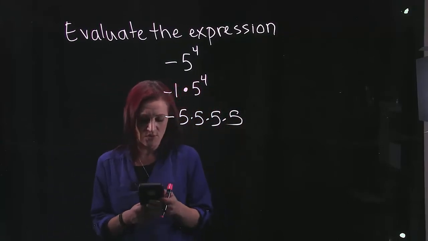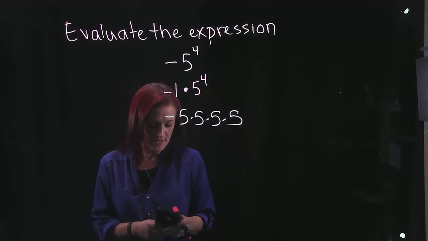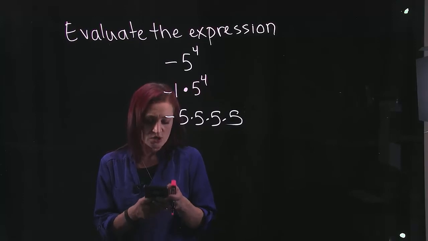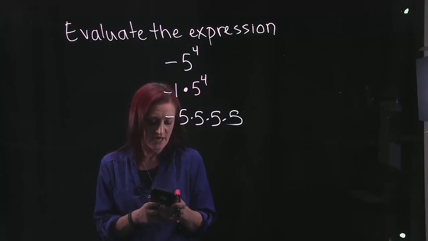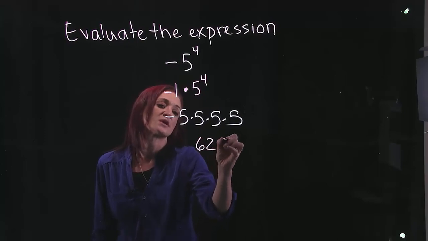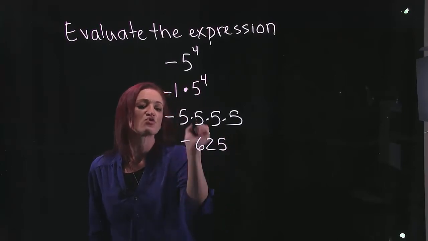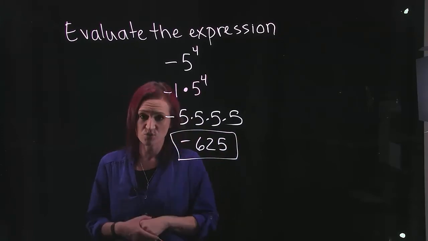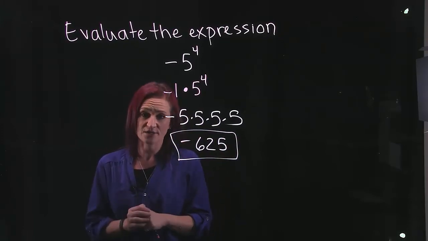Now, I'm going to go ahead and use a calculator here to help me with that multiplication. So if you do 5 times 5 times 5 times 5, that is actually 625. And then we drop down the negative with it. So -625 would be our final answer here.